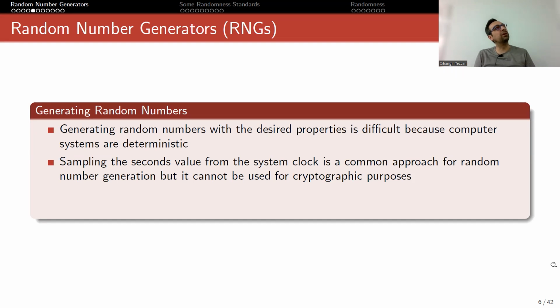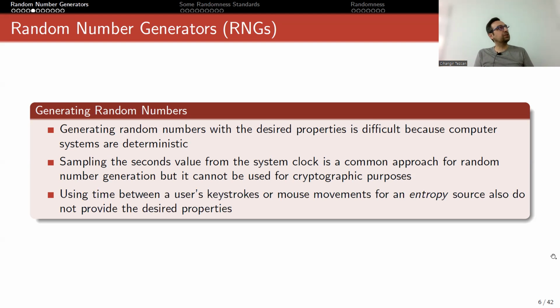You can guess that there is a limited number of seconds in which a person can generate a random number in that time interval. So you can try one by one. That's the idea. Using the time between a user's keystrokes or mouse movements as an entropy source also does not provide the desired properties. I will talk about entropy in a minute, but this is also not such random behavior, because you can also guess the time between the user's keystrokes if you can capture some information about the user and so on.